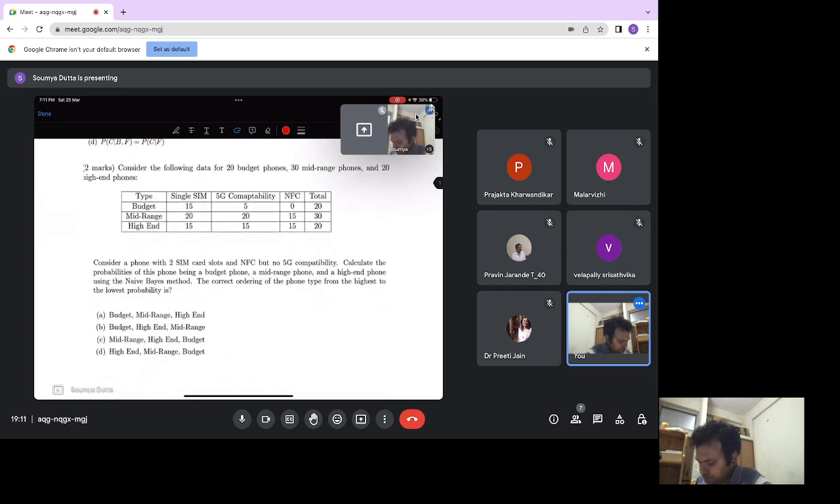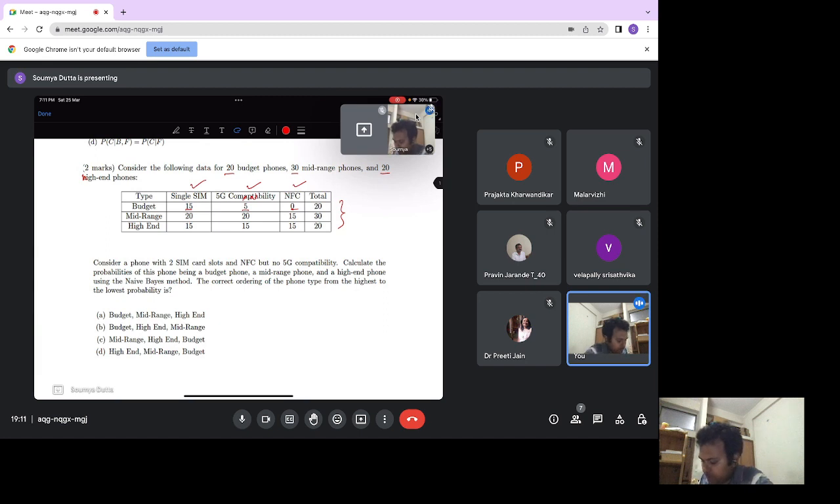Okay, then comes the next question. Consider the following data for 20 budget phones, 30 mid-range phones and 20 high-end phones. These are the different configurations: whether it has a single SIM slot, 5G compatibility, and NFC. These are the three features that you have: single SIM, 5G compatibility and NFC.